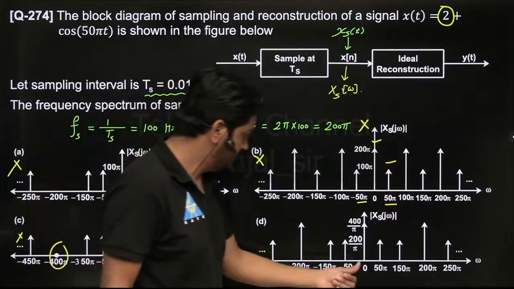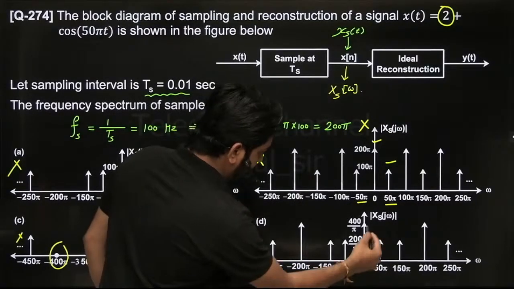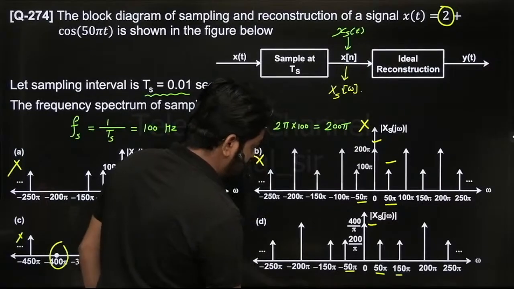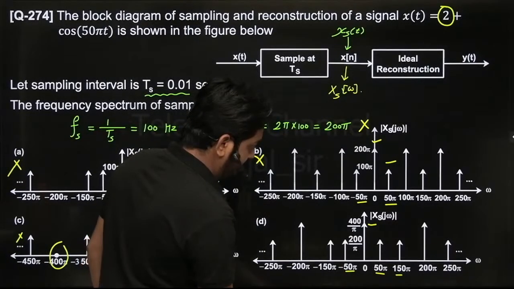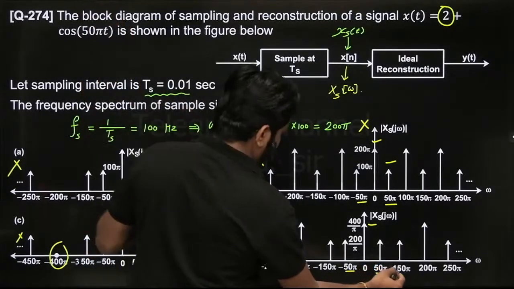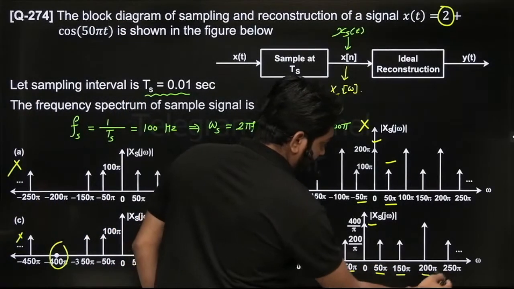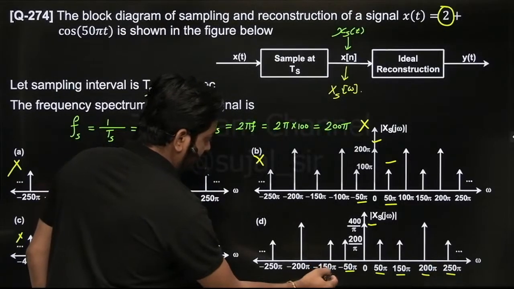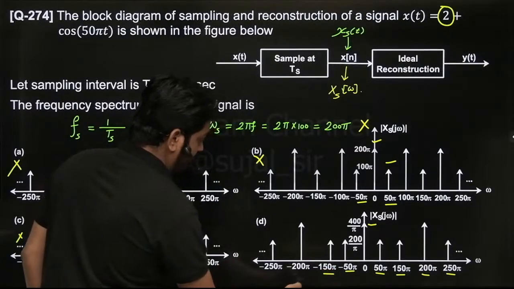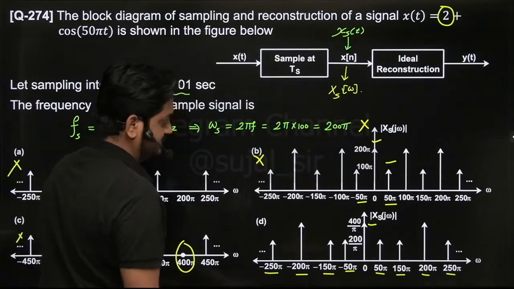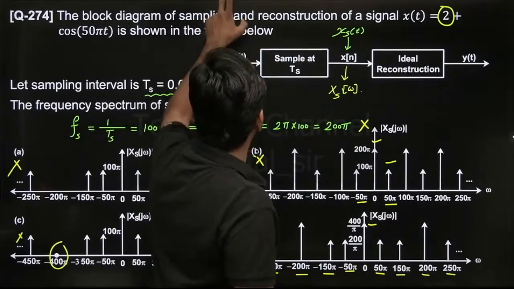Now you can check option D, guys. In option D, yes, the center impulse is present. Then at 50 pi, 150 pi, minus 150 pi, minus 50 pi. The next impulses are at 150 pi, 200 pi, 250 pi, and similarly on the negative side, minus 150 pi, minus 200 pi, minus 250 pi. Yes, this is possible. Option D, same as ours.